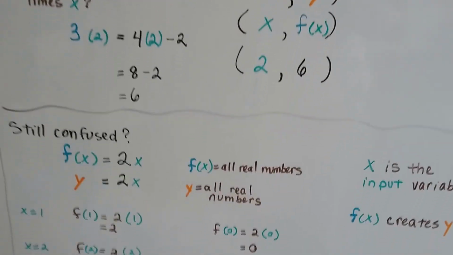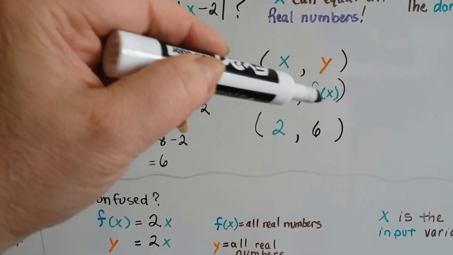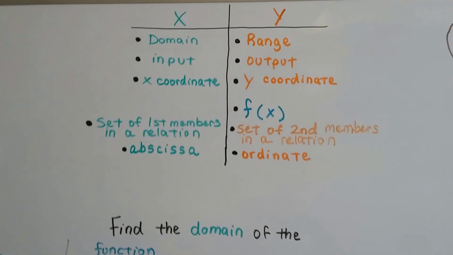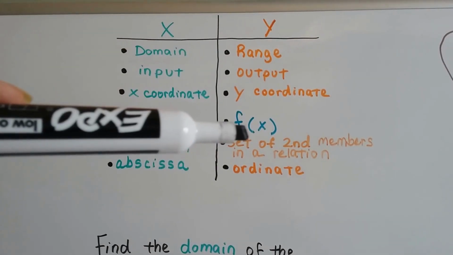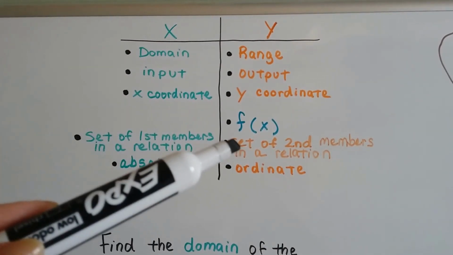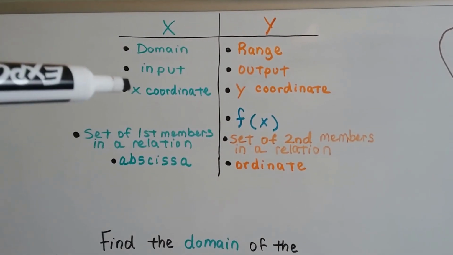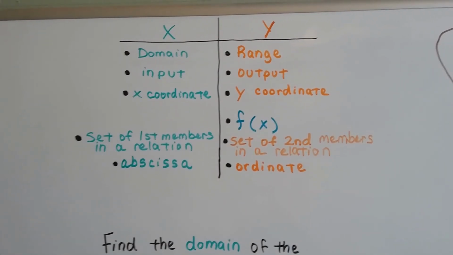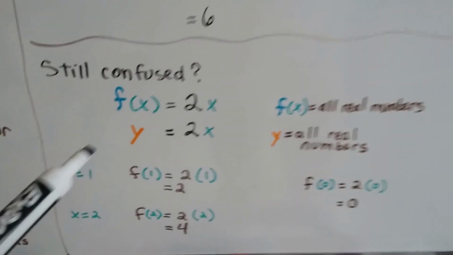Now, if you're still confused, I want you to remember what I wrote here, that f of x is actually y. Okay? Got my little chart up here. Y is the range, the output, the y coordinate. It's the function of x. It's the second set of members in an ordered pair relation. It's the ordinate. And x is the domain, the input, the x coordinate, the set of first members in a relation in an ordered pair. It's the abscissa. Okay?